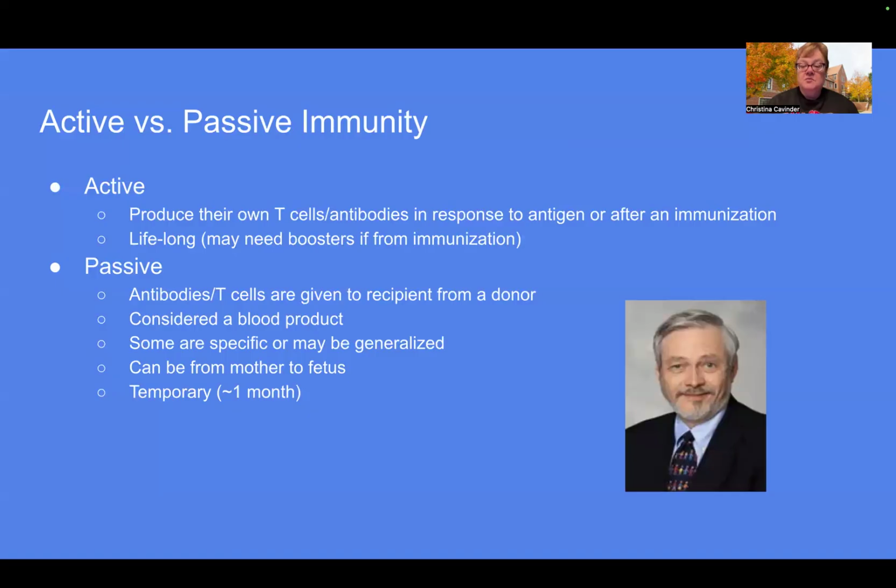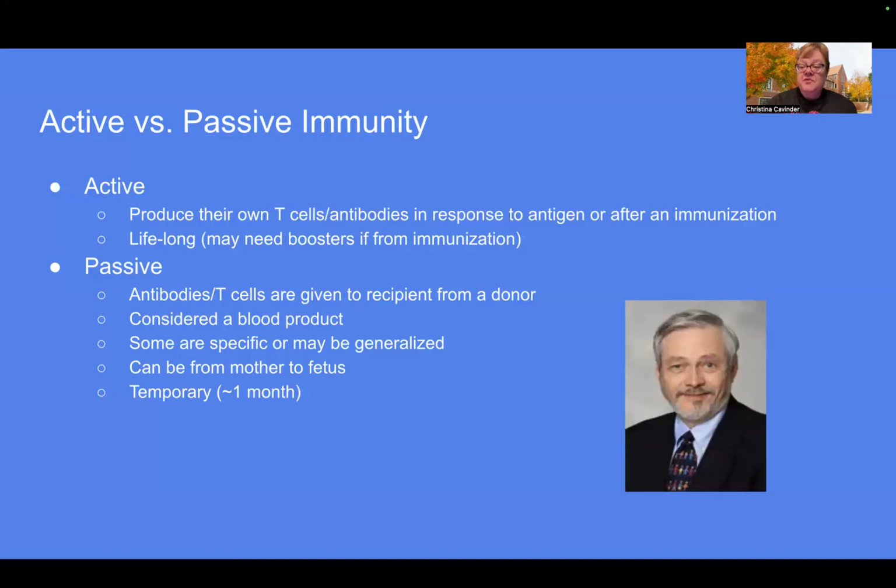So someone else has made those T cells, antibodies, and then they give them to you. These do come from the blood. They are considered a blood product, so you must have a consent before giving these. Some are specific and maybe generalized. IVIG is a very generalized form of this kind of passive immunity.